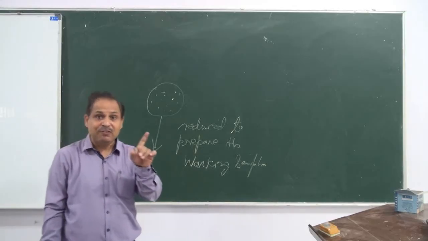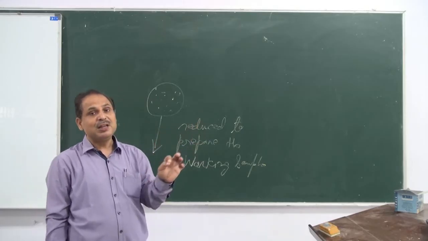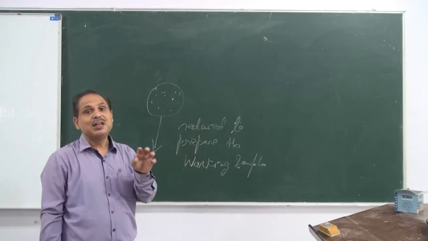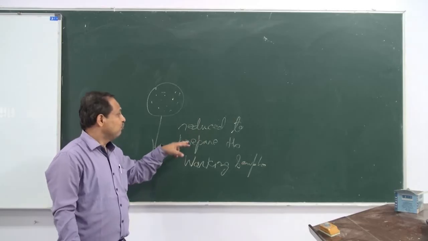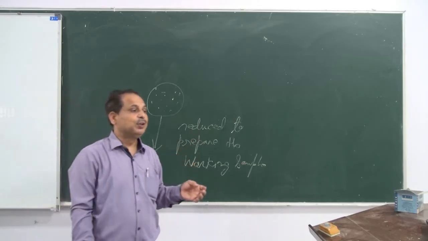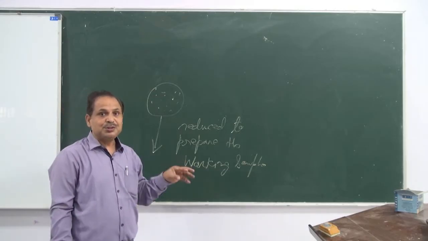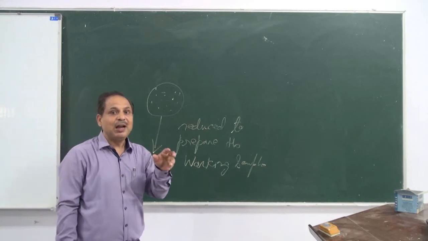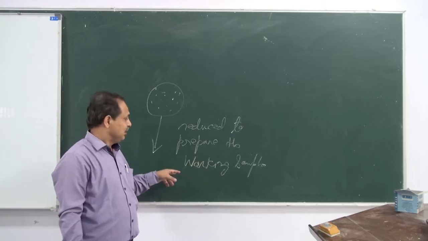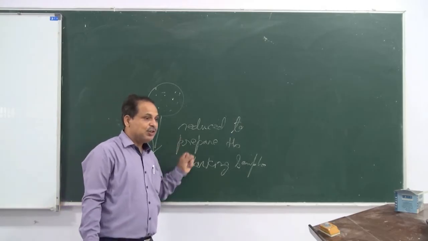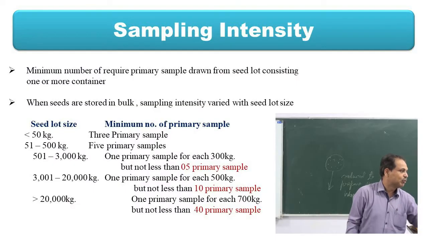We must note that the number of primary samples, the size of submitted samples as well as the size of working samples vary from crop to crop. So we reduce until we get the required size of working samples, and similarly the submitted samples are also reduced.